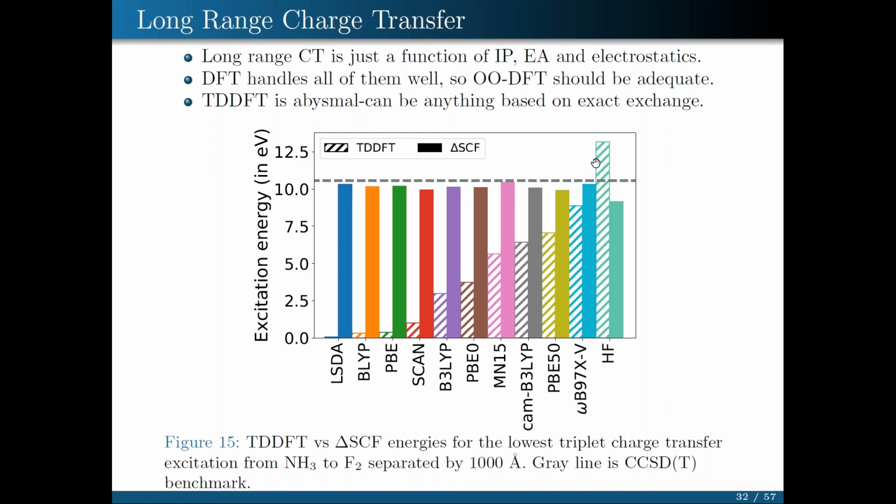Thank you. That was a very interesting question. So we have a question probably related to the previous one about the long-range TDDFT calculations: is the potential energy surface accurately described using the OODFT?